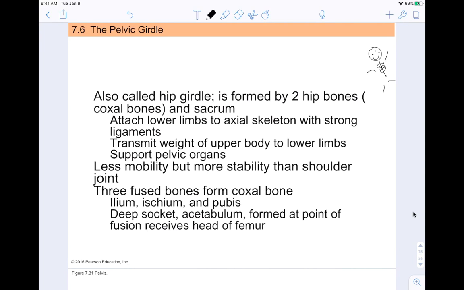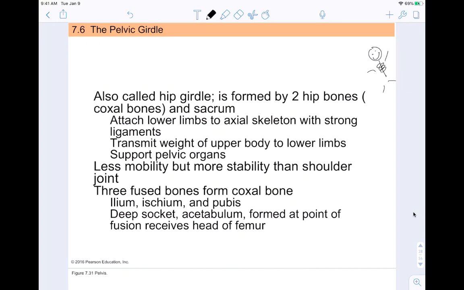We have less mobility here, but more stability than our shoulder joints because these are bigger, stronger limbs and they're more weight-bearing limbs. Your arms aren't really bearing a lot of weight unless you're lifting things. I like to pick things up and put things down, right? Your legs are constantly holding up your weight.